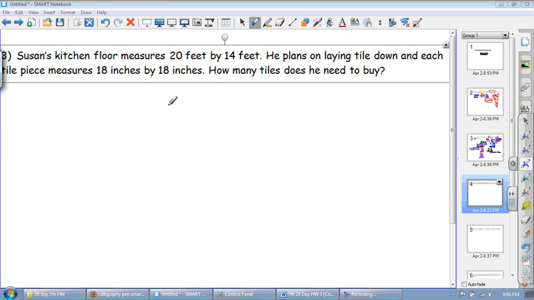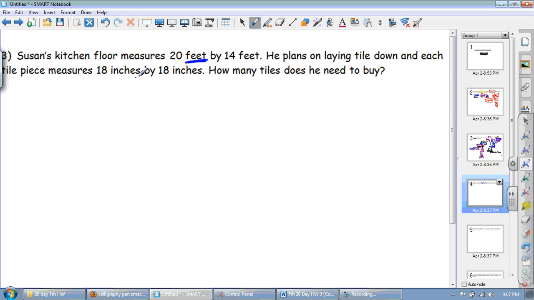All right, so our kitchen floor question. We want to put down some tiles. Our kitchen's 20 by 14. Tiles are 18 by 18 inches. So again, we need to remember here are feet, here are inches. We cannot have 2 different size measures. So we have to turn either feet to inches or inches to feet. I don't really want to work with really big numbers, so I'm going to turn these inches into feet.